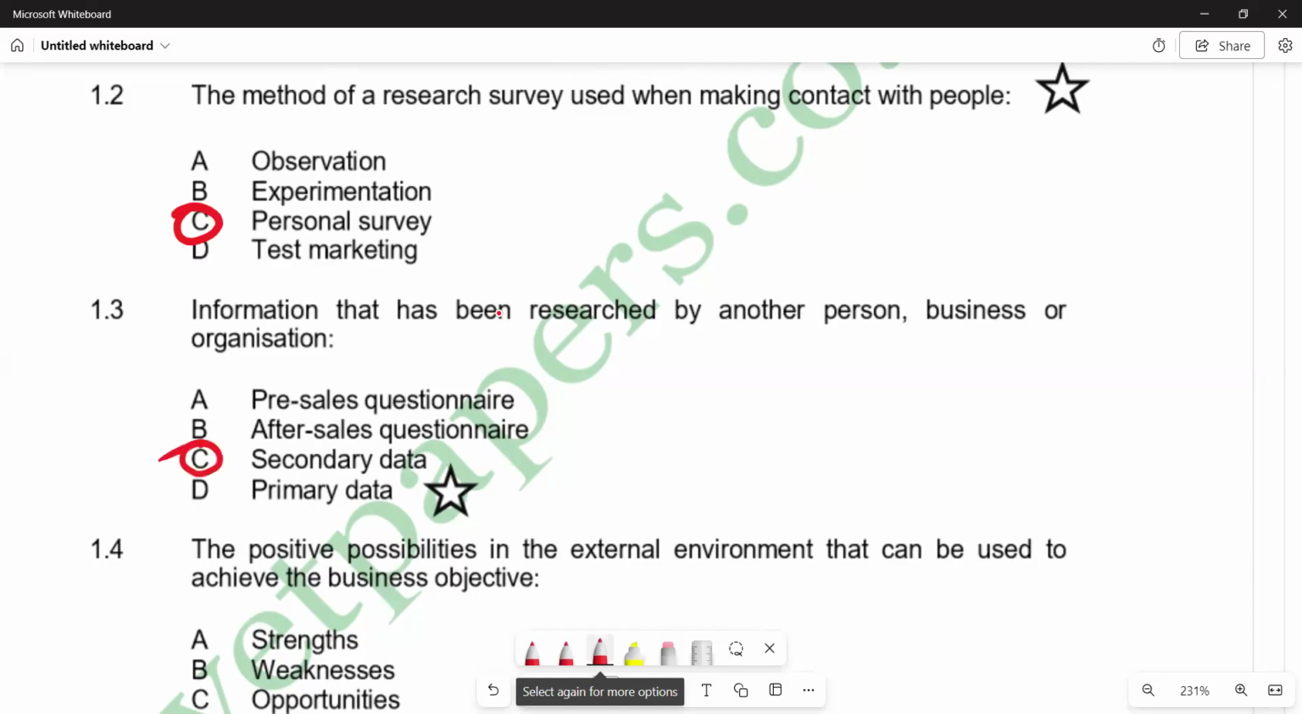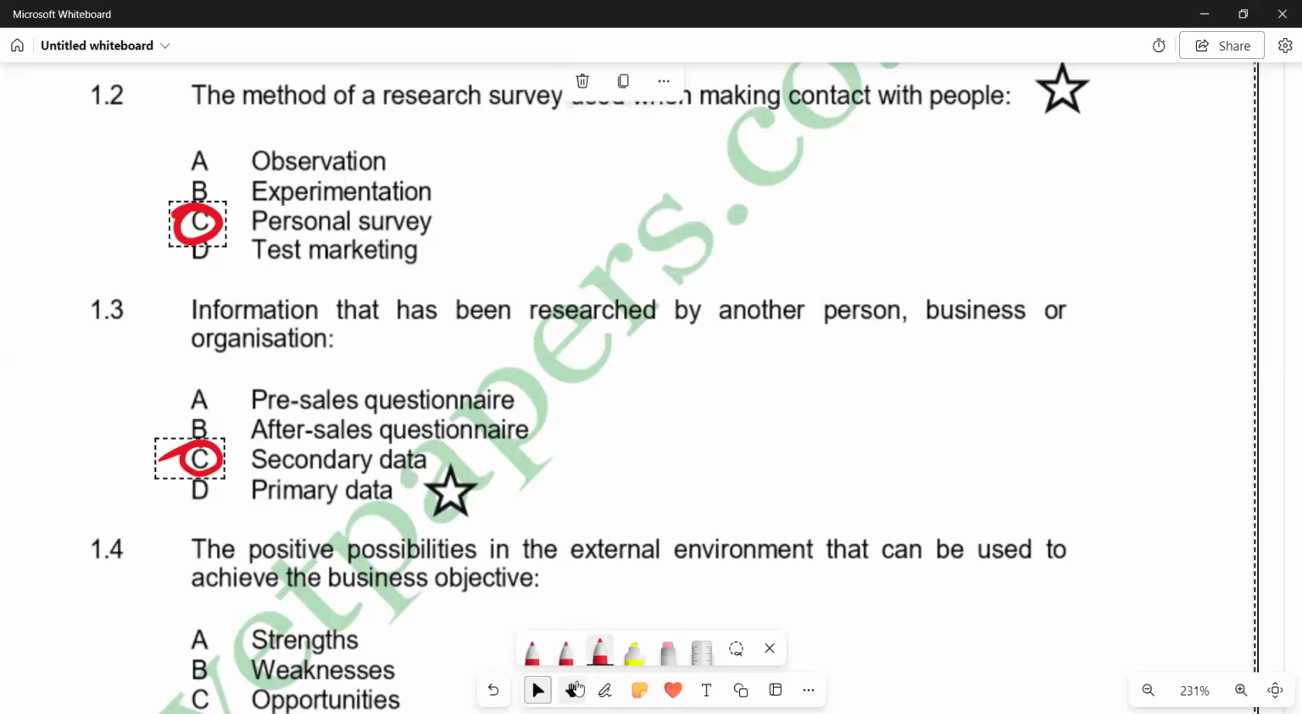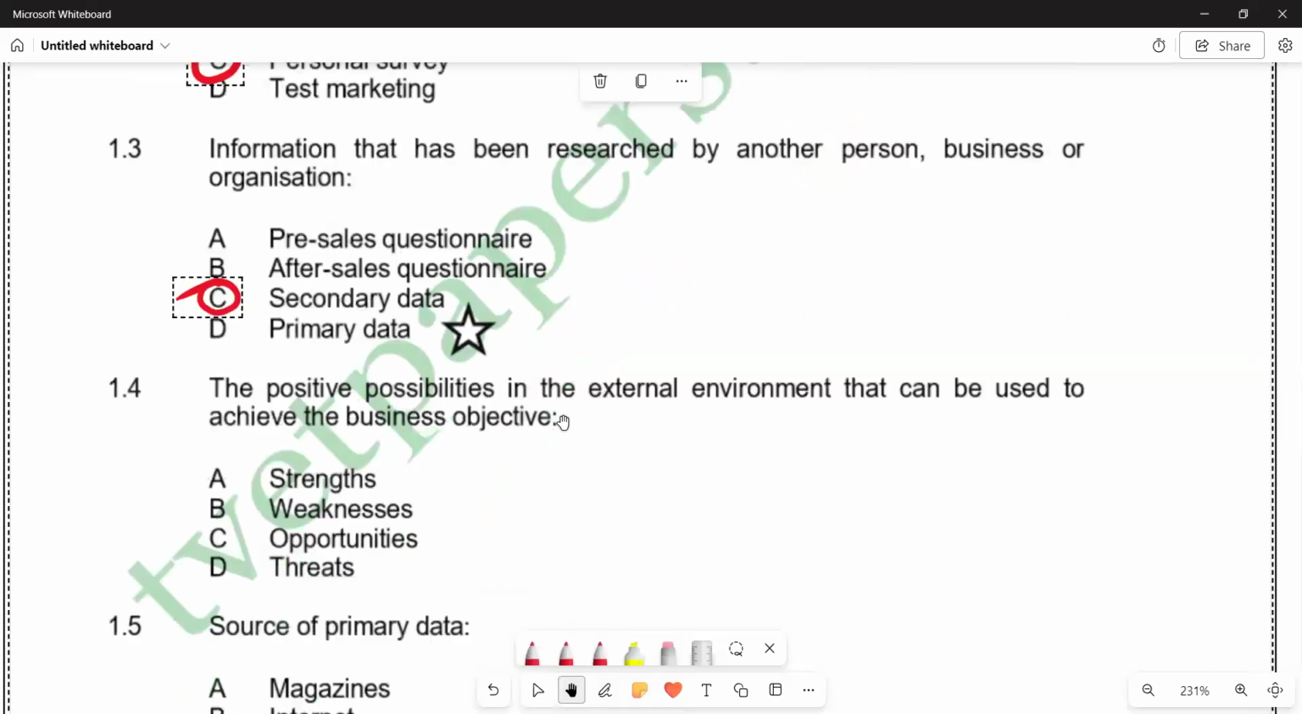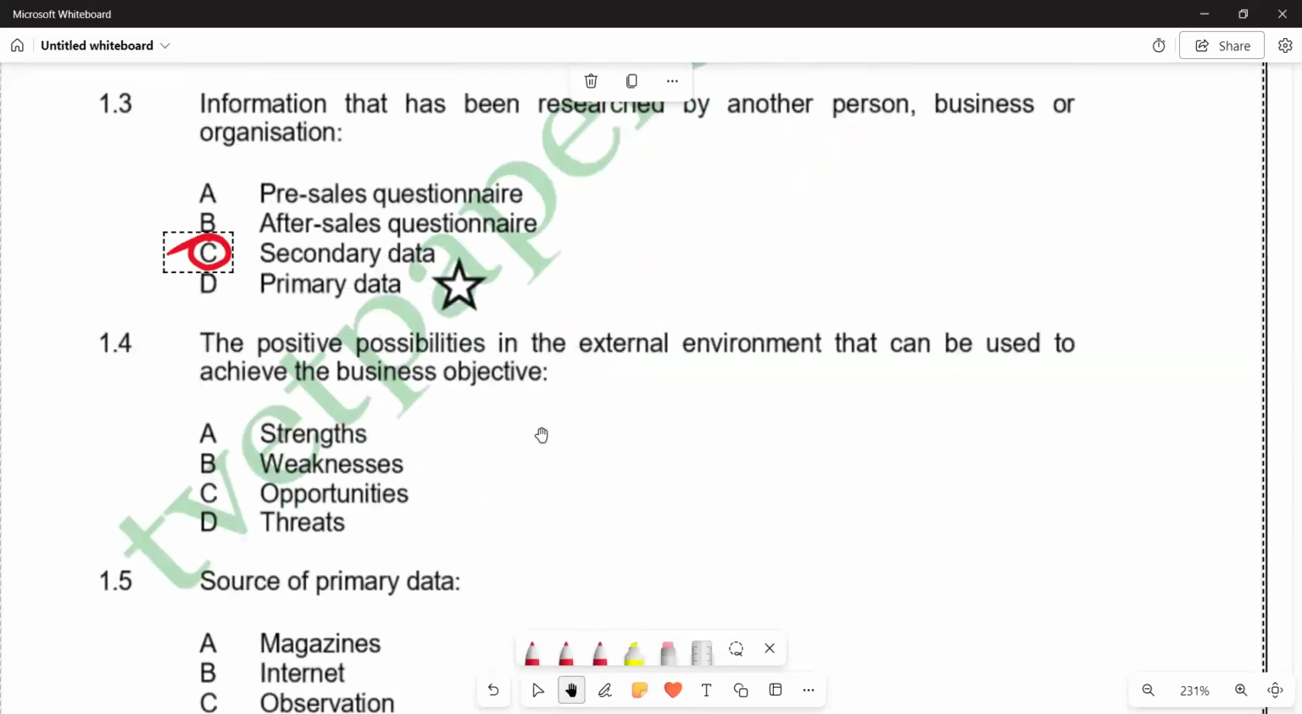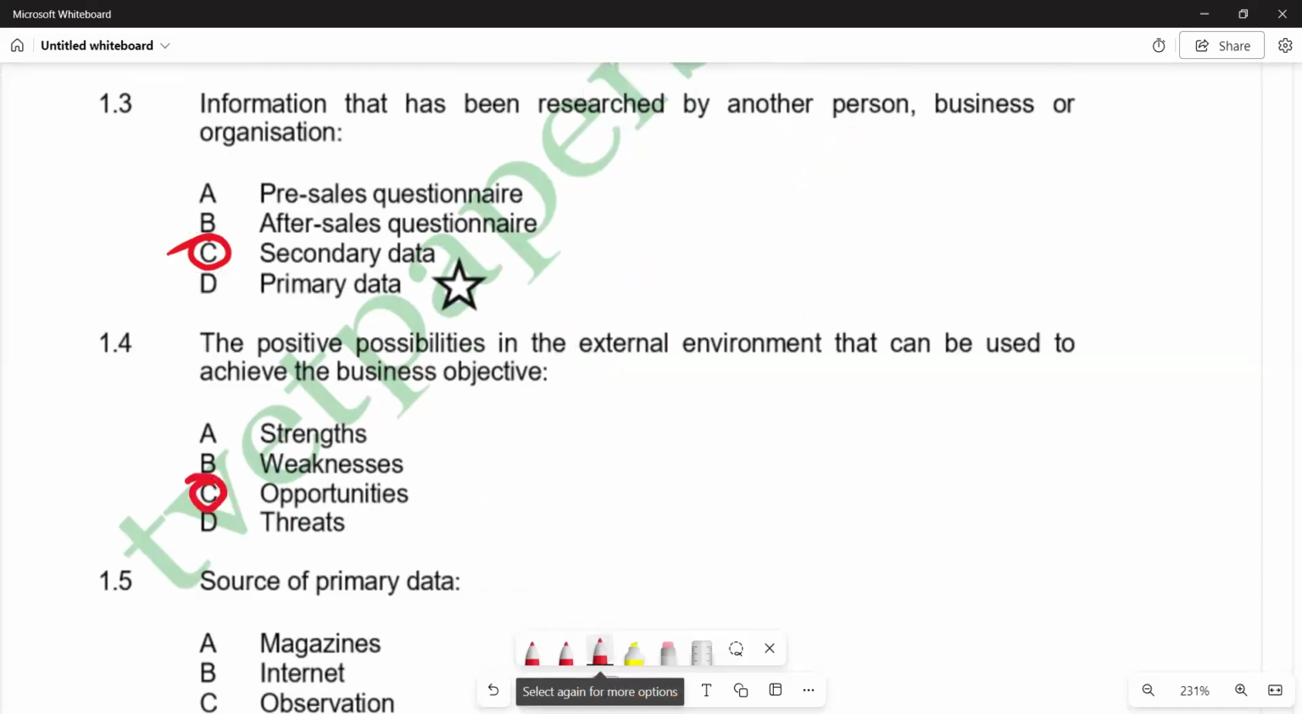Then we go to 1.4, the positive possibilities in the external environment that can be used to achieve the business objectives. Positive possibilities. So we are going to look at which option describes possibilities. We have got strengths, weaknesses, opportunities, and threats. Wherever there are possibilities, obviously there are opportunities. So the correct answer that we have there is C.